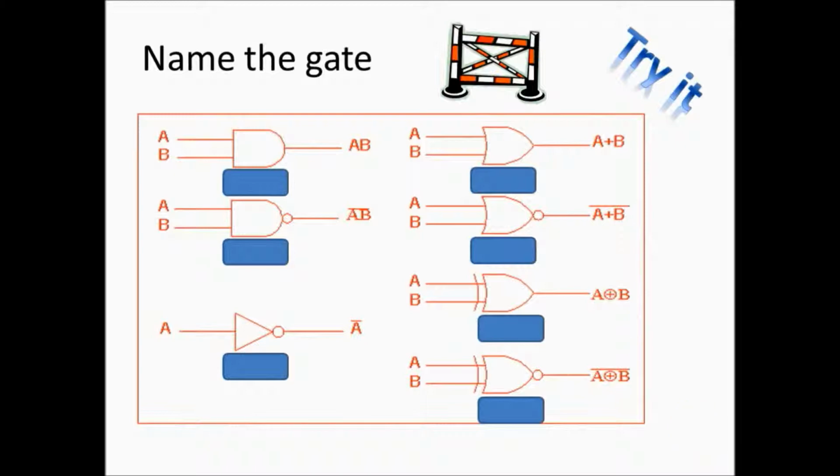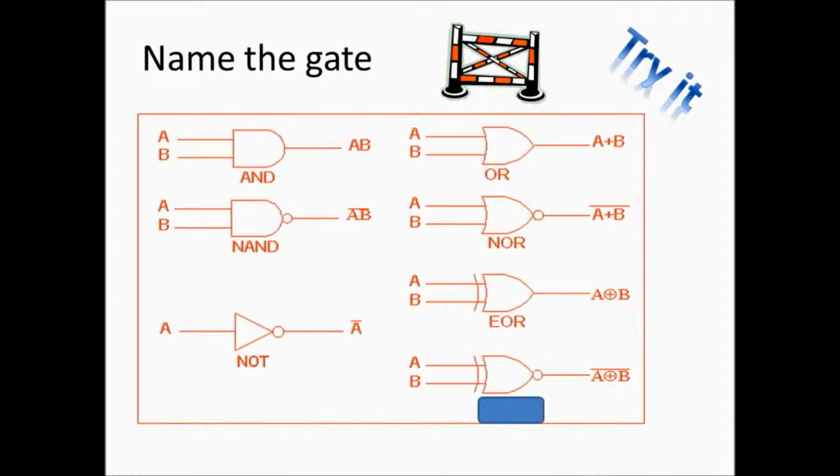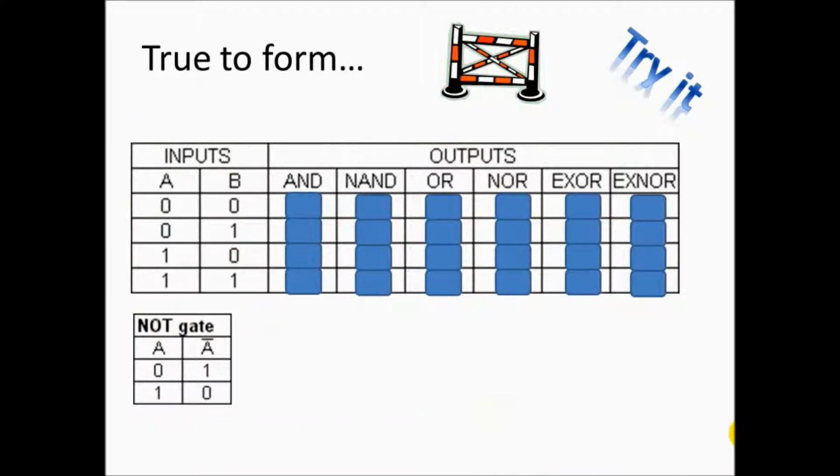Alright, I've got a little exercise for you to name the gate. Could you try that? Pause and try to test your knowledge before we move on. And I hope you got them right. Now, true to form, try it. Could you now give me the output results, taking inputs A and B as an AND, a NAND, an OR, a NOR, XOR, an exclusive NOR. Oh, and I didn't hide that one from you, did I? Inverting A. Pause it and try it, and then check your answers.